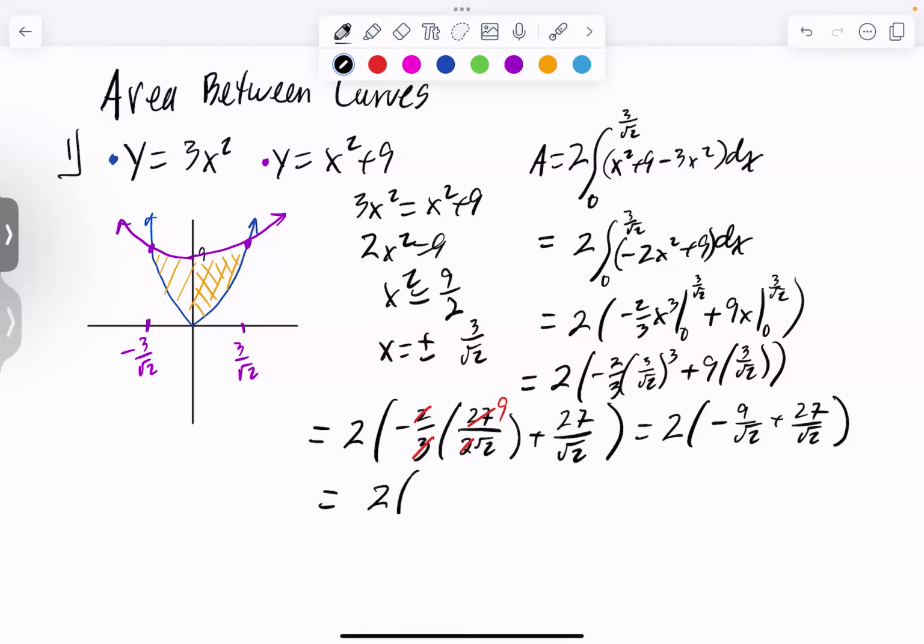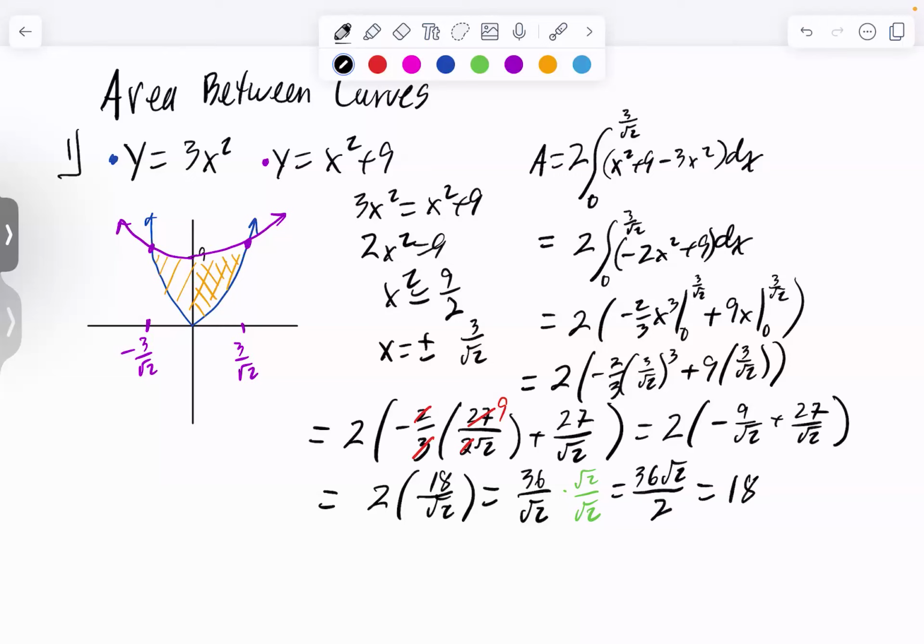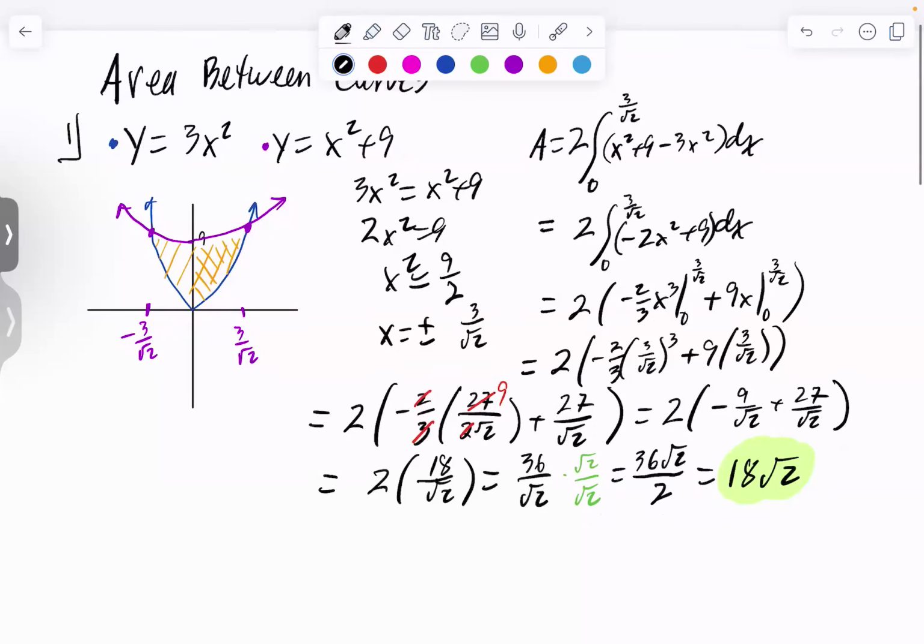And that's going to be 2 times, and that's going to be 18 over root 2, or 36 over root 2. And we could stop there, but I'm going to actually rationalize the denominator. Or 18 root 2. All right. So to me, the algebra part of this is the most amount of work. The actual calculus part is the relatively simple part.